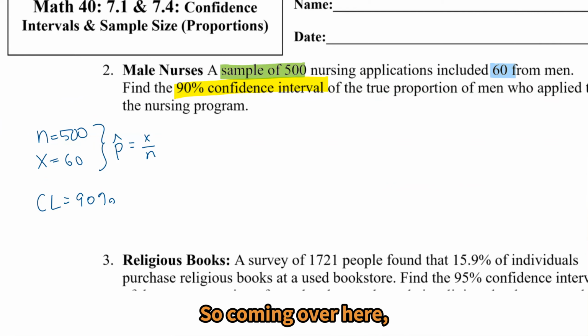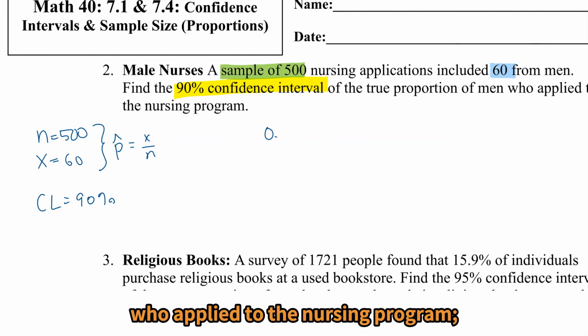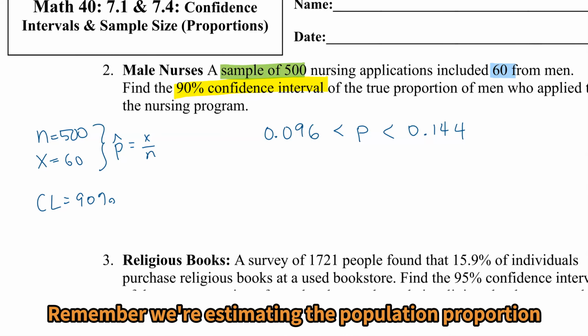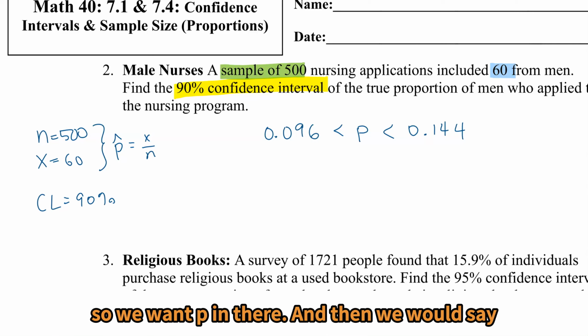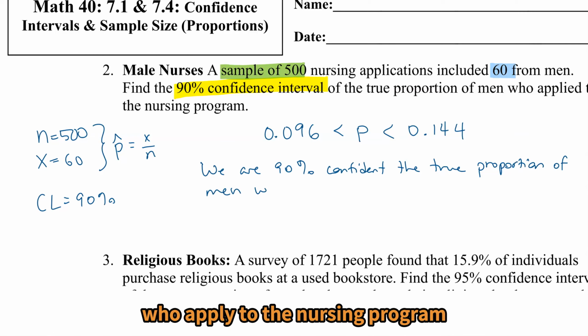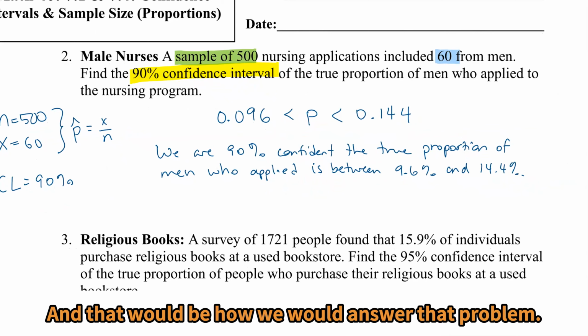So coming over here, writing out our answer, the true proportion of men who applied to the nursing program, we end up with the confidence interval here, 0.096 less than p less than 0.144. Remember, we're estimating the population proportion, so we want p in there. And then we would say we are 90% confident the true proportion of men who applied to the nursing program is between 9.6% and 14.4%. And that would be how we would answer that problem.